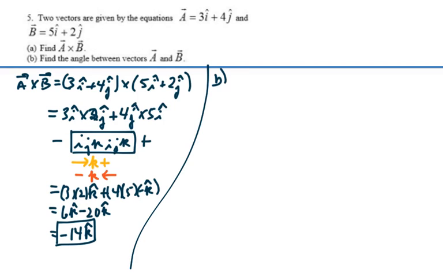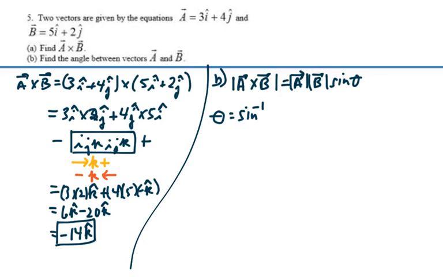Now, part B, find the angle between vectors A and B. We know that the magnitude of our cross product should equal the magnitude of A times the magnitude of B, sine theta. So theta is going to equal the inverse sine of the magnitude of A cross B over the magnitude of A times the magnitude of B. So we need to know the magnitudes of these two vectors.